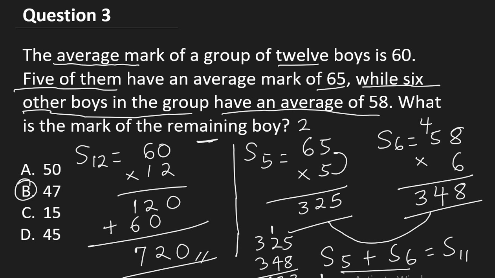Then I look for the sum of 5 and the sum of 6. The sum of 5 plus the sum of 6 gives me the sum of 11. Subtract the sum of 11 from the total, which is the sum of 12. I will get the remaining person.